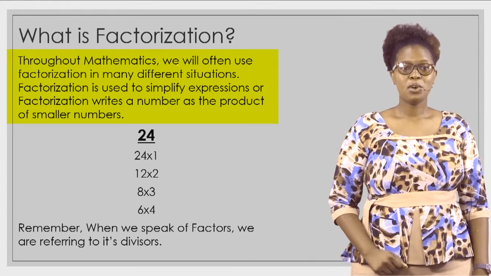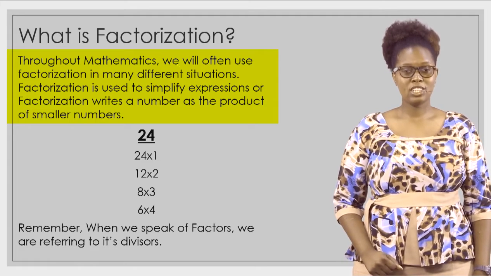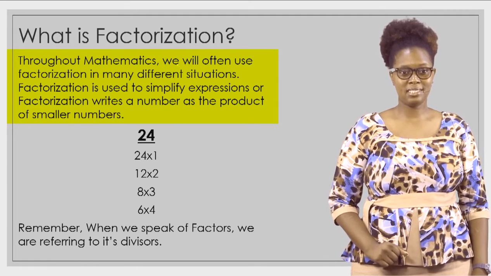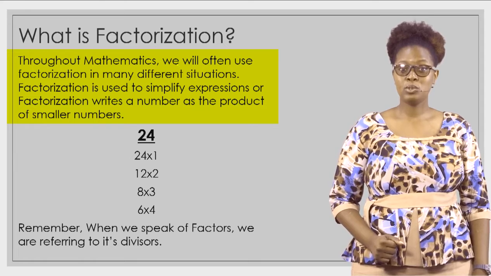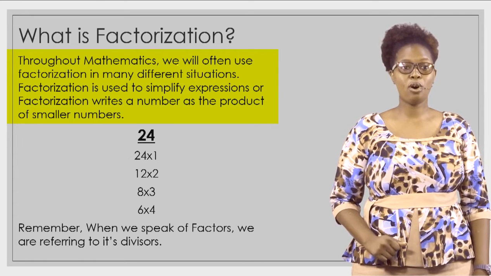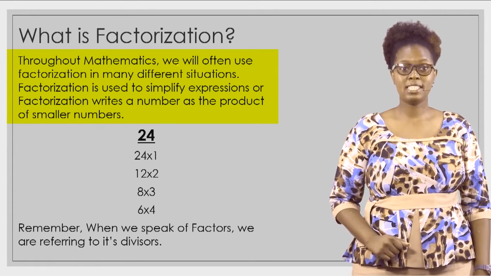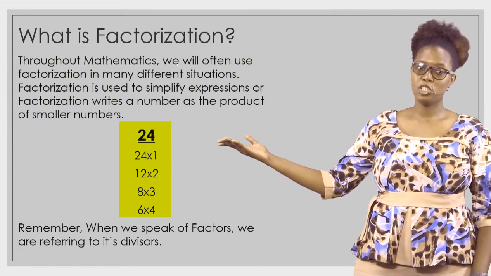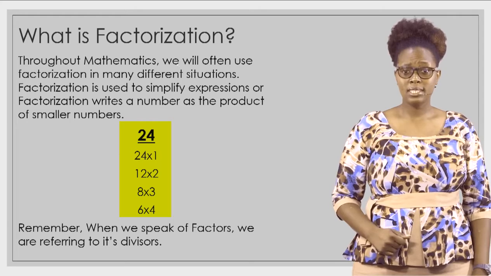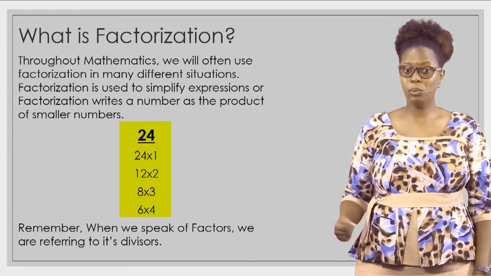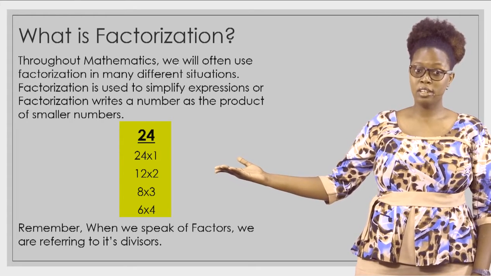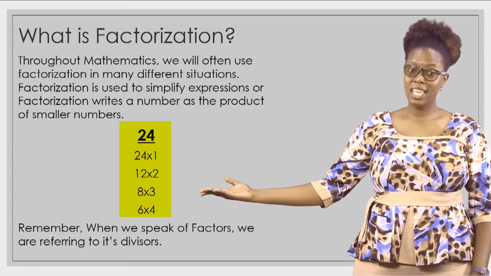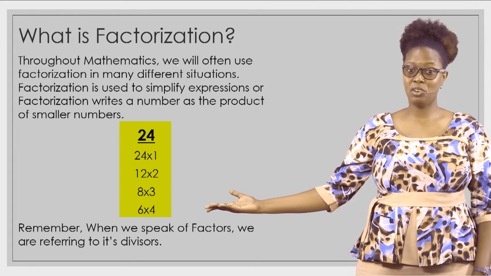Throughout mathematics, we will often use factorization in many different situations. Factorization is used to simplify expressions, or factorization writes a number as the product of smaller numbers. Example, 24. If we were to list the factors of 24, we would have 24 and 1, 12 and 2, 8 and 3, and 6 and 4.